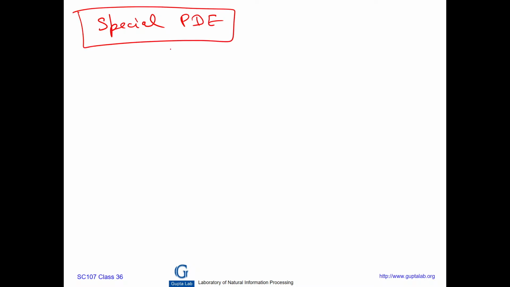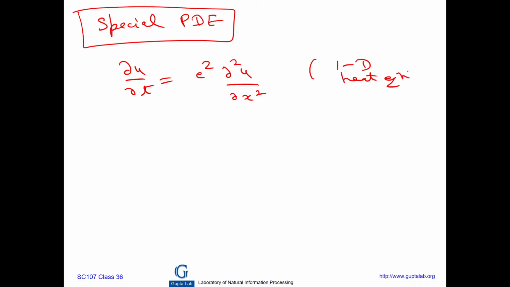Okay, so we call it a special partial differential equation. This is something really important, and you should know this technique. So ∂u/∂t = c² ∂²u/∂x². This is known as the one dimensional heat equation. Why is it called this? And actually it's a parabolic equation.